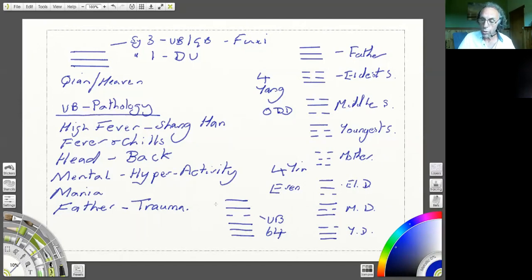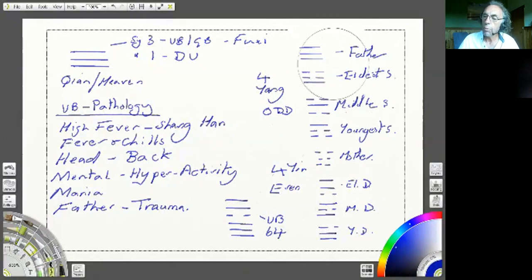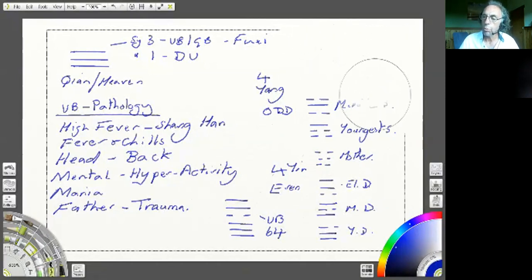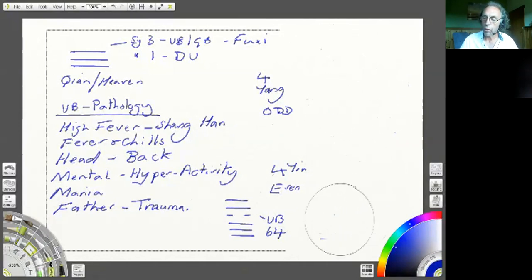Do you know how I got urinary bladder 64 from this hexagram? I don't remember. Okay, that's okay. That's no problem. So the ability to transfer information into treatment principle relies on you understanding what the trigrams represent.